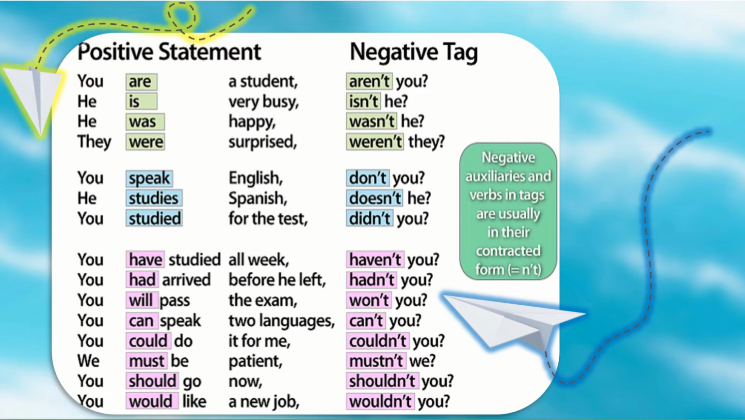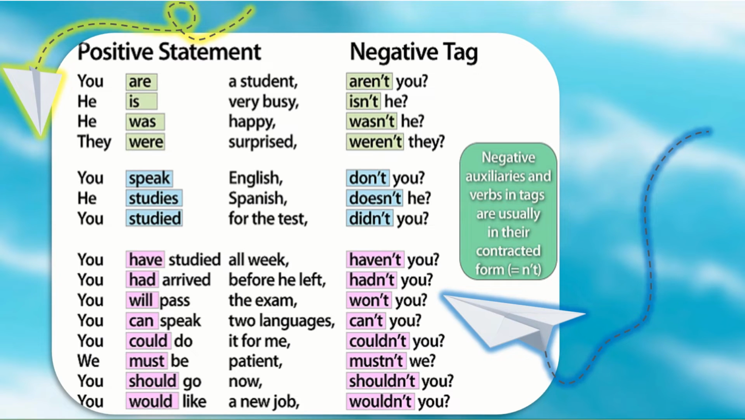So in this case, if you are using simple present, you have to use the auxiliary don't or doesn't, depending on the subject of the sentence, right? And also if it is in past, right, you need to use didn't. Negative auxiliaries and verbs in tags are usually in their contracted form, right?